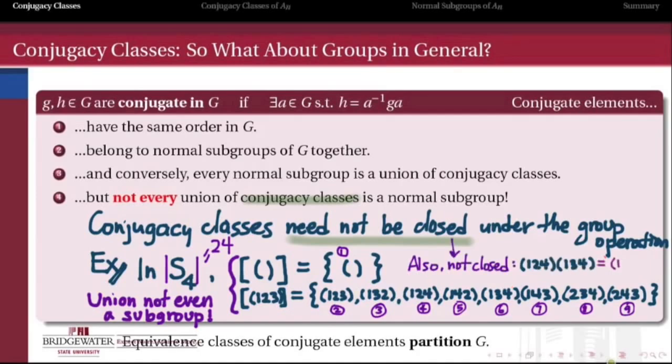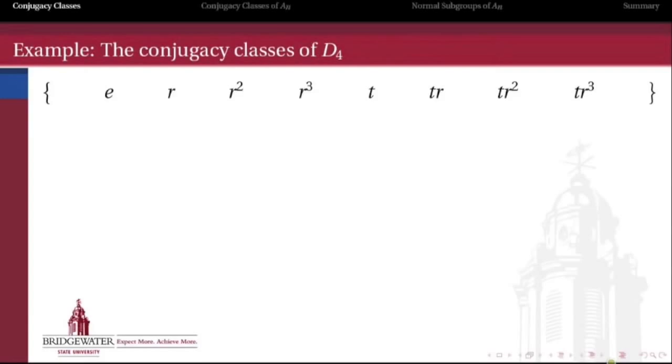If I take these two 3-cycles, (1 2 4) and (1 3 4), and I compose them together, I end up getting something that's not a 3-cycle, and it's not the identity. Therefore, it doesn't belong to this union of conjugacy classes. So every normal subgroup is a union of conjugacy classes, but not every union of conjugacy classes is a normal subgroup. Let's look at some more examples.